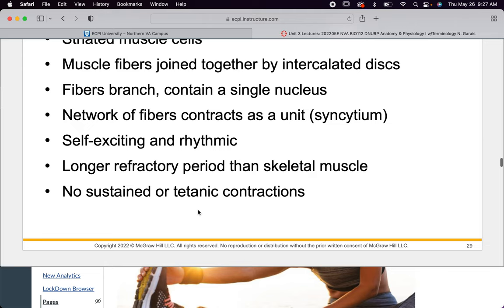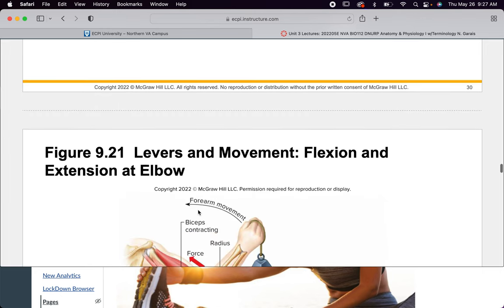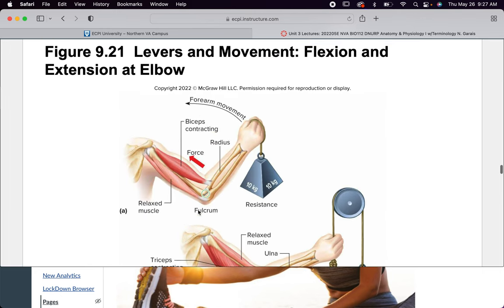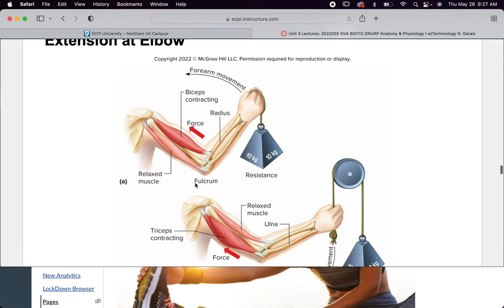Your heart cannot go into tetany, because if it does, you're going to be in a lot of trouble. Okay. Now, nice to know, fulcrum lever, but we kind of discussed this a little bit in lab.